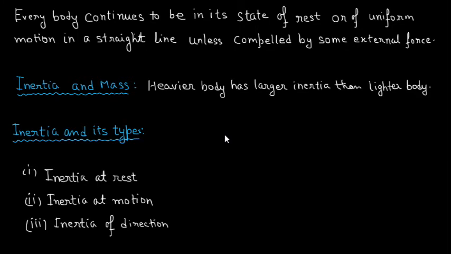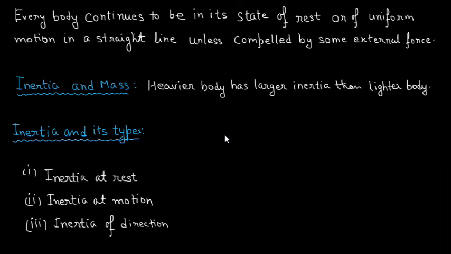Second application. When a horse starts suddenly, the rider falls backward due to inertia of rest. Third application. When we shake the branches of a fruit tree, the fruit falls down due to the inertia of rest. Next application. We hit a carpet with a stick to remove the dirt or dust particles due to inertia of rest.